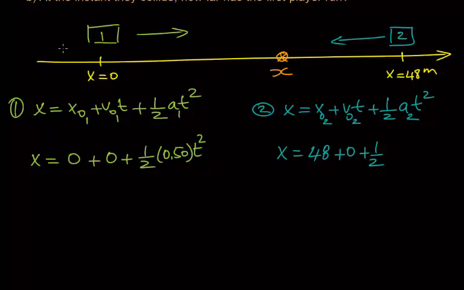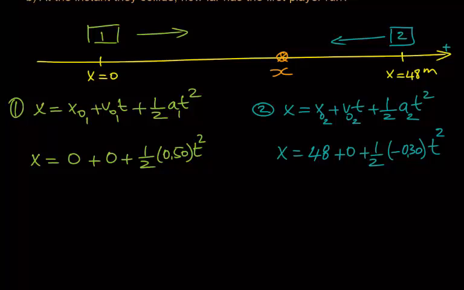However, which way is my positive? My positive is towards the right. Therefore, the component of the acceleration for player 2 is negative 0.30. Be careful with this one, right? It's all about components when it comes down to vectors.